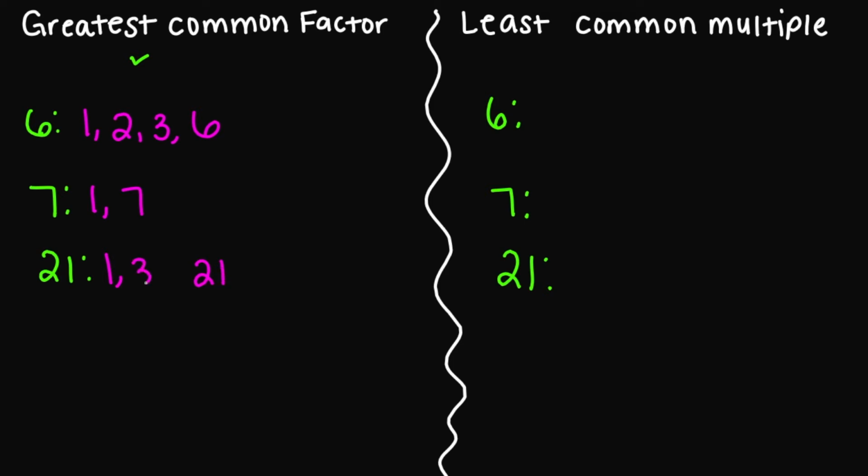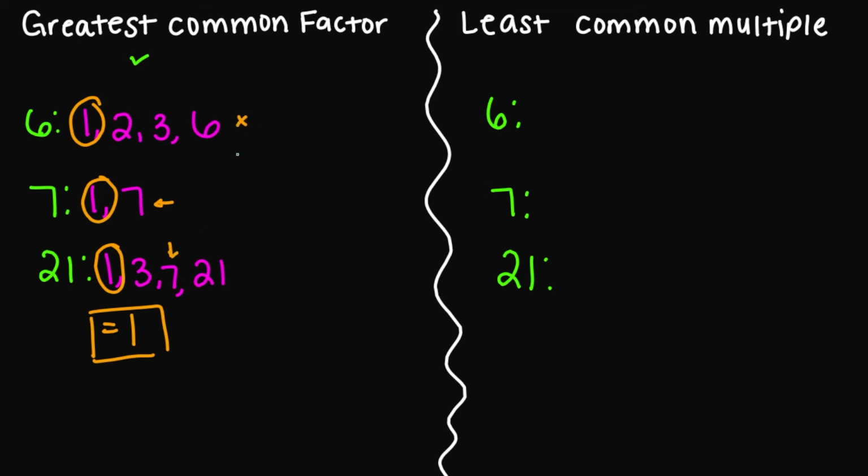And then we have 3 times 7. So looking at all 3 numbers, the greatest common factor between all 3 numbers is going to be the number 1. So I have a 1 here, I have a 1 here, and I also have a 1 here. Remember, although I do have a 7 here and I have a 7 here, I do not have a 7 here for my 6, so I cannot use the number 7.